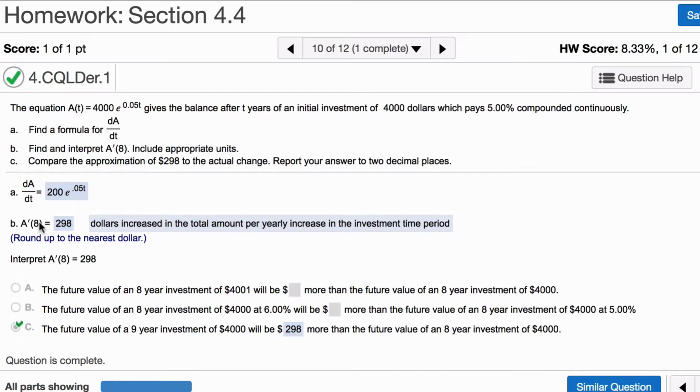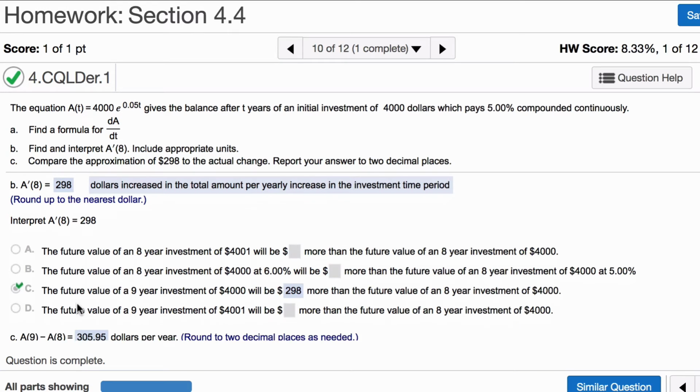Then we plug in 8 into the derivative to figure out how much the investment increases from the 8th year to the 9th year. We're trying to approximate 1 year ahead in this case, or like with marginal cost would be one more item, and so on. Okay, so we got $298. And again, this was the rate, so it's dollars per year. That's really all it's saying, the dollars per year. And that's the amount of increase again.